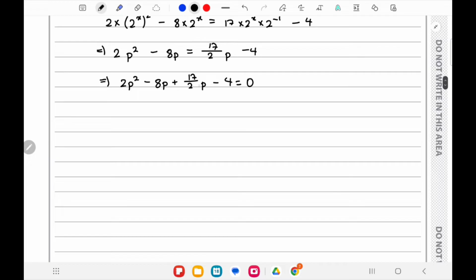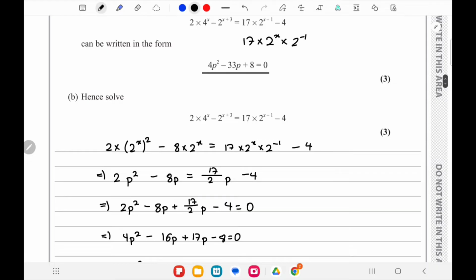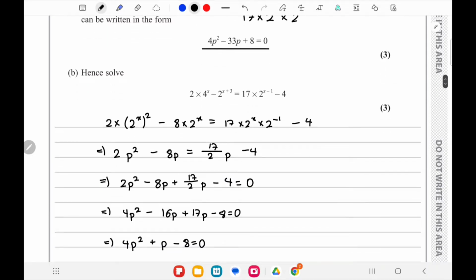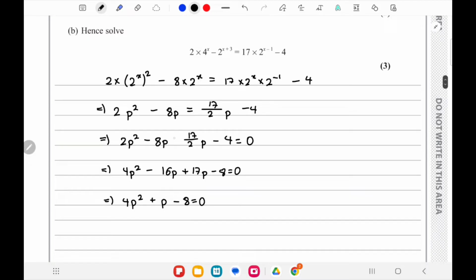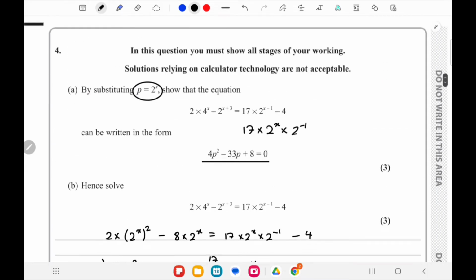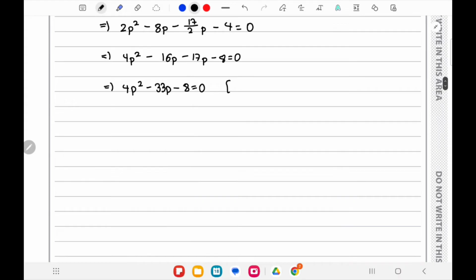To get rid of this 2, I can multiply the whole equation with 2. I'll get 4p squared minus 16p plus 17p minus 8 equals 0. So finally we'll get 4p squared plus p minus 8 equals 0. This would be a minus. So this will be minus 33p. Now we have matched it. So we have shown part A.